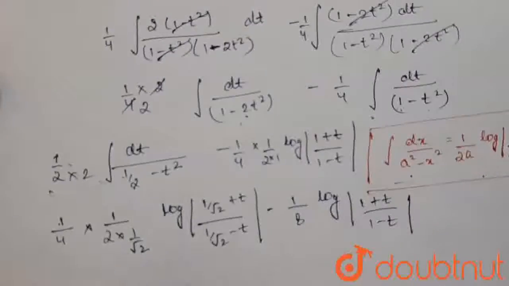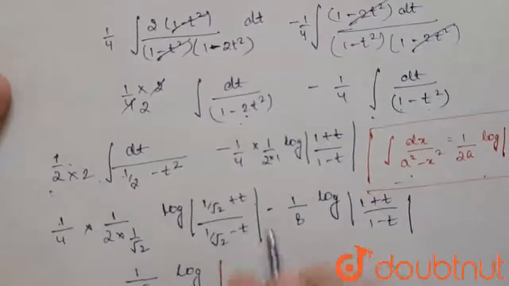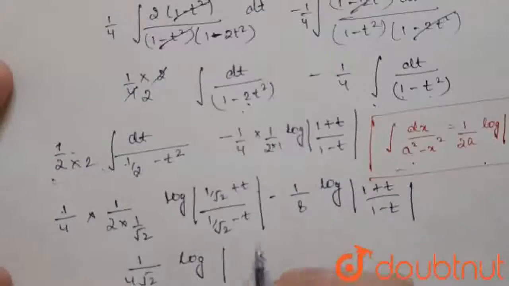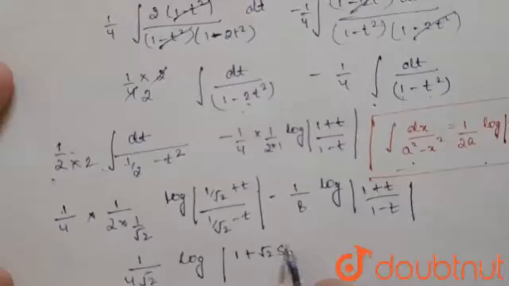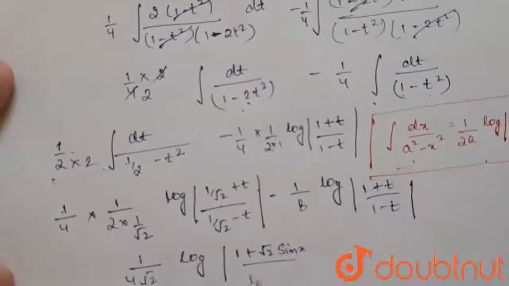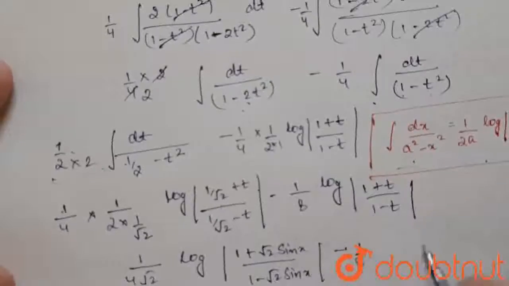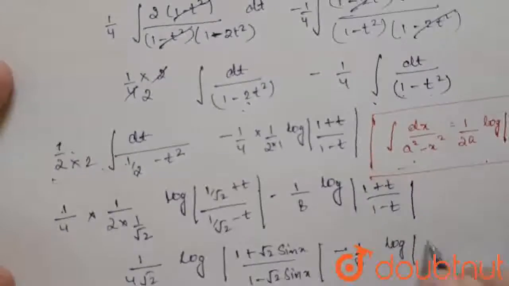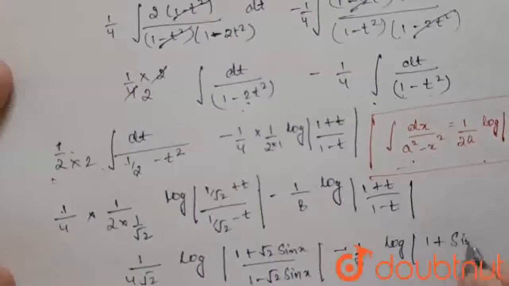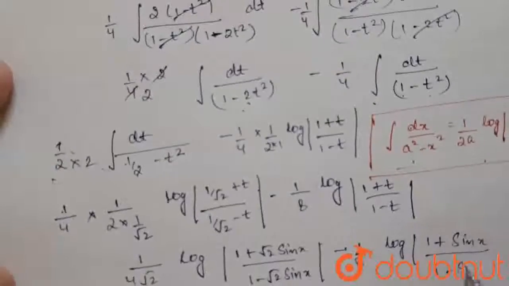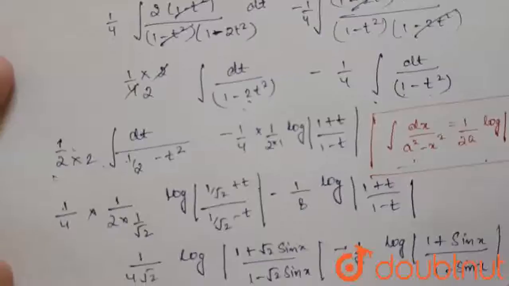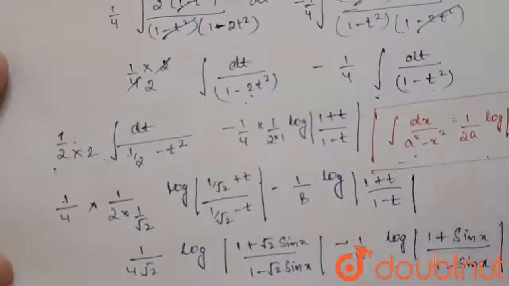So what will be the answer? The answer will be 1 upon 4 root 2 log. We will take LCM also. So this will be 1 plus root 2 sin x upon 1 minus root 2 sin x, minus 1 upon 8 log 1 plus sin x upon 1 minus sin x. So this is the value of integration that we have to find.